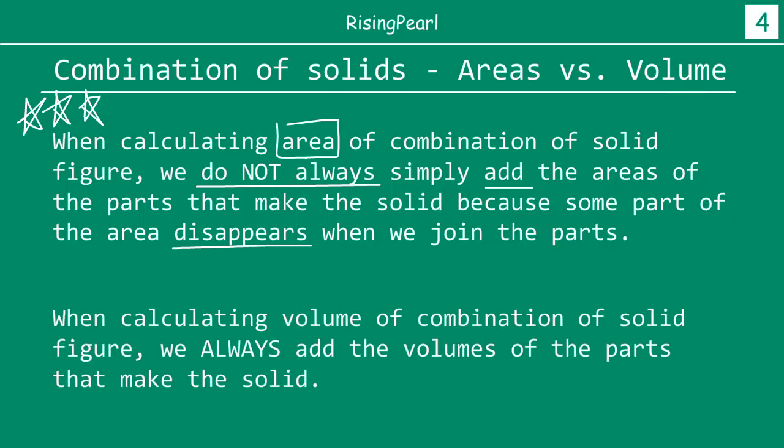Now, what about the volume? When calculating the volume of a combination of solids, on the other hand, we always add the volumes of the parts that make up our solid. This is very important to understand. When calculating the area, we don't always add, because some of the areas disappear when you combine them. But when we calculate the volume, we always add the volumes of the individual solids that make up our final complex solid. It's very important to keep this in mind.